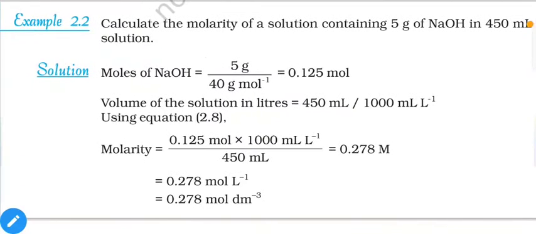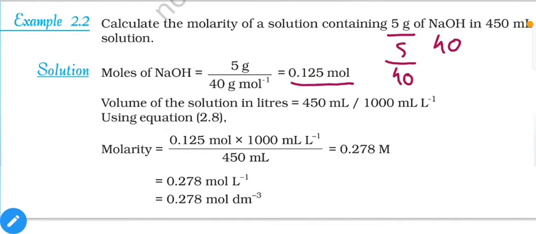As here we have an example: calculate the molarity of a solution containing 5 grams of NaOH in 450 mL of solution. So first we need to find the number of moles of NaOH in 5 grams. Now molar mass of NaOH is 40 grams, so 5 divided by 40 is equal to the number of moles, which is equal to 0.125. Now total solution we have is 450 mL, so you have to convert it into liters. So 450 divided by 1000, which is equal to 0.45.